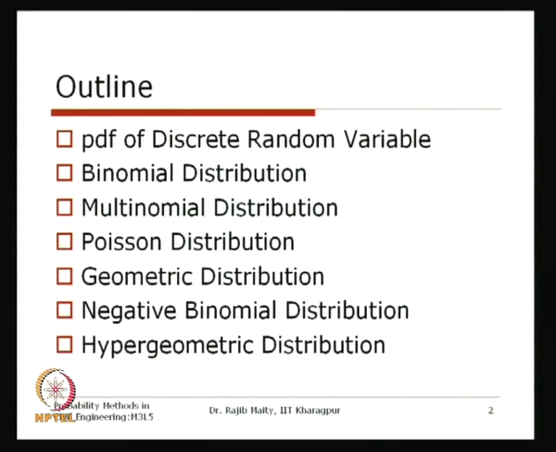First we will see the properties of these different distributions. Particularly, for a discrete random variable we use the probability mass function, the PMF. So we will see the PMF for the different distributions first, and then some of the moments, the first moment and second moment, and then we will discuss some of their applications in different civil engineering problems.